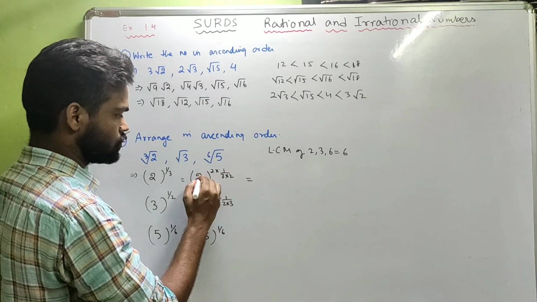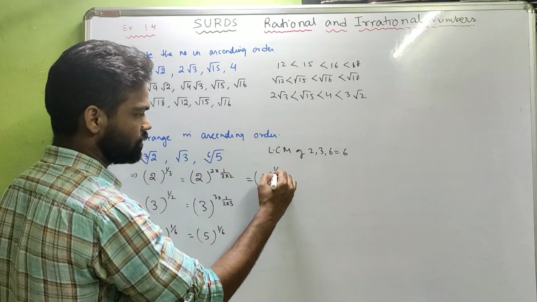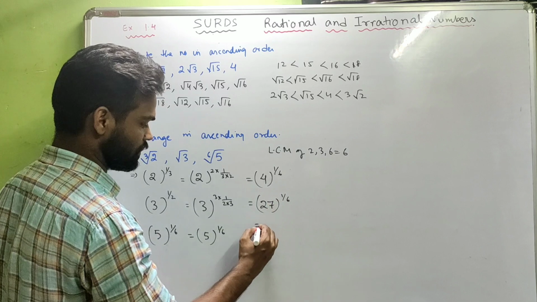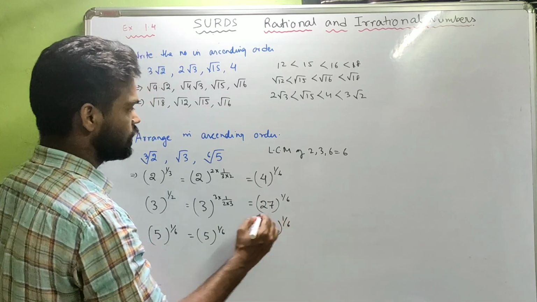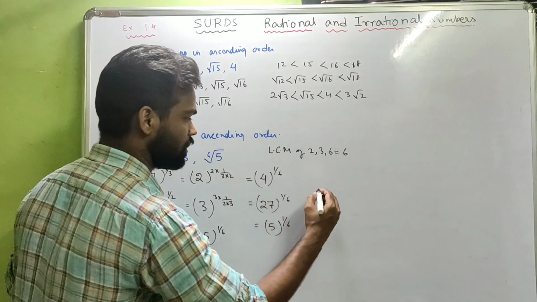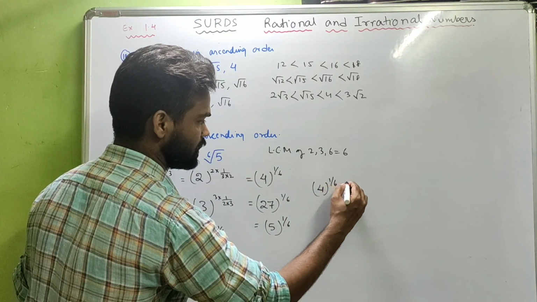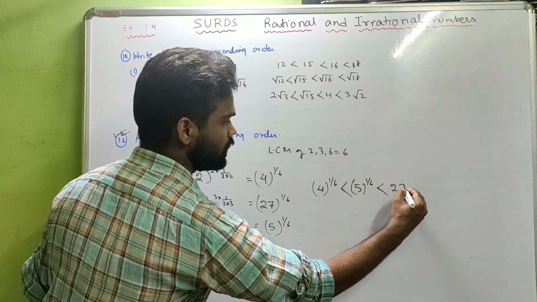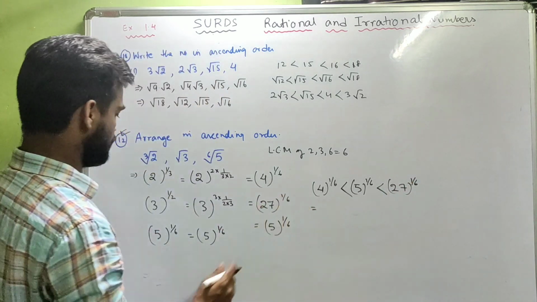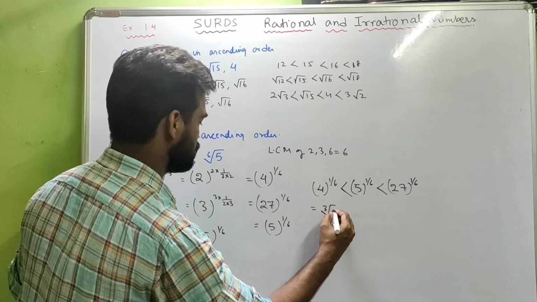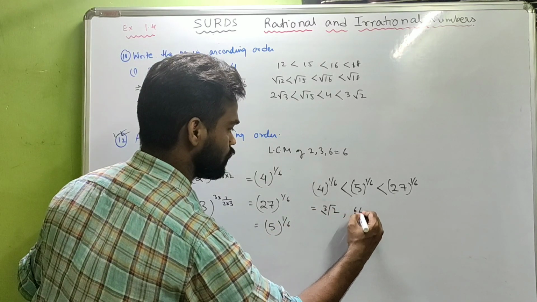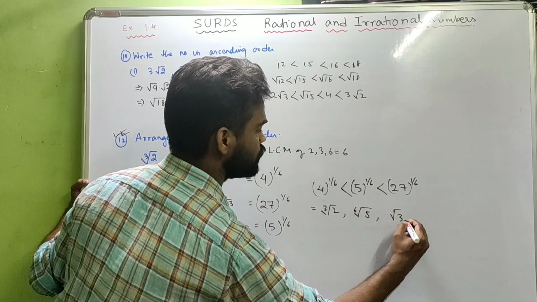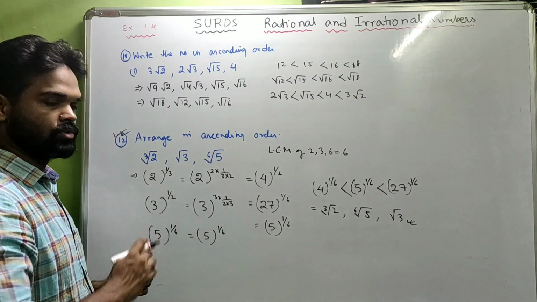Okay, so this becomes 2 square is 4 to the power 1 by 6. This becomes 3 cube is 27 to the power 1 by 6, and this is 5 to the power 1 by 6. Now ascending from small to big. So this is the smallest. So 4 to the power 1 by 6 is less than 5 to the power 1 by 6 is less than 27 to the power 1 by 6, which means cube root of 2 is less than 6th root of 5 is less than square root of 3. Am I clear?